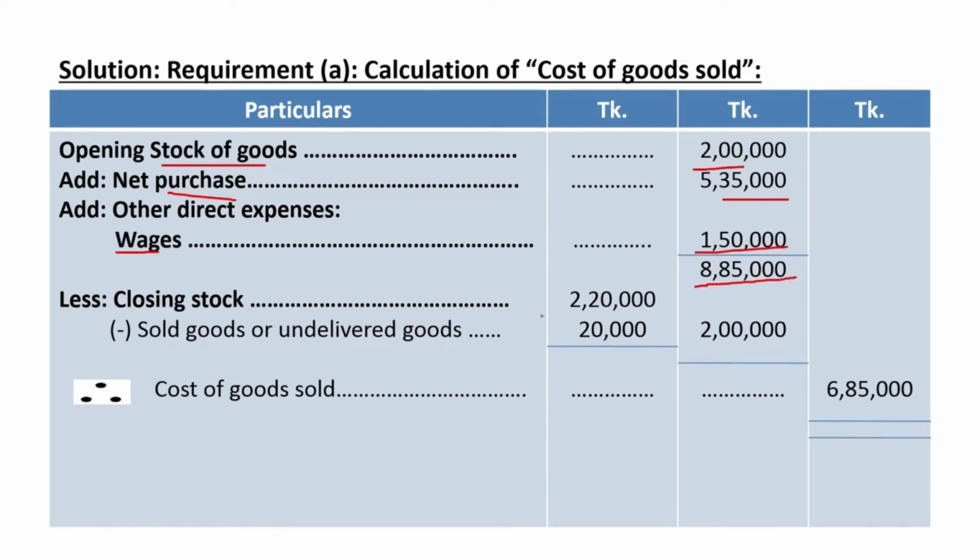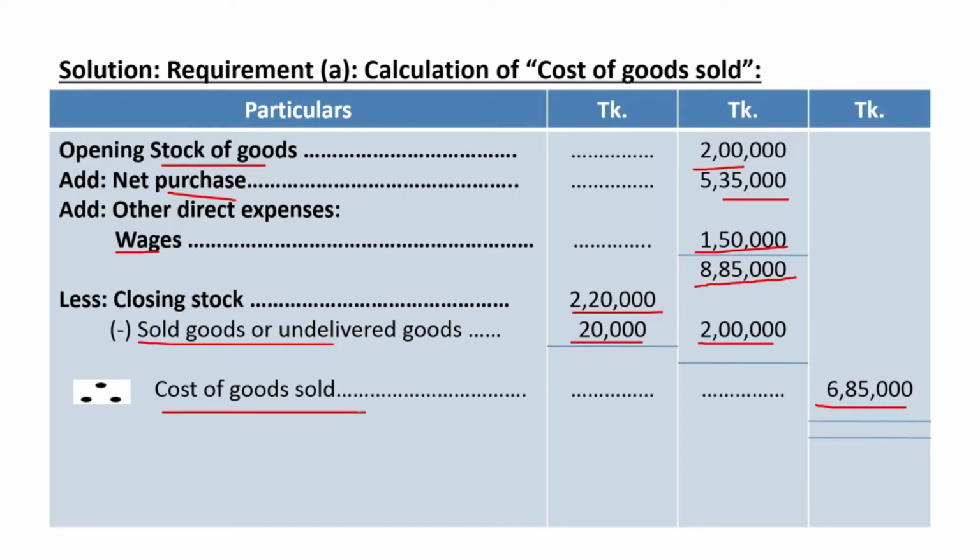This is called goods available for sale. Minus closing stock 2 lakh 20,000 taka minus sold goods or undelivered goods 20,000 taka. So net closing stock 2 lakh taka. That is 8 lakh 85,000 taka minus 2 lakh taka. So 6 lakh 85,000 taka. This is called cost of goods sold.